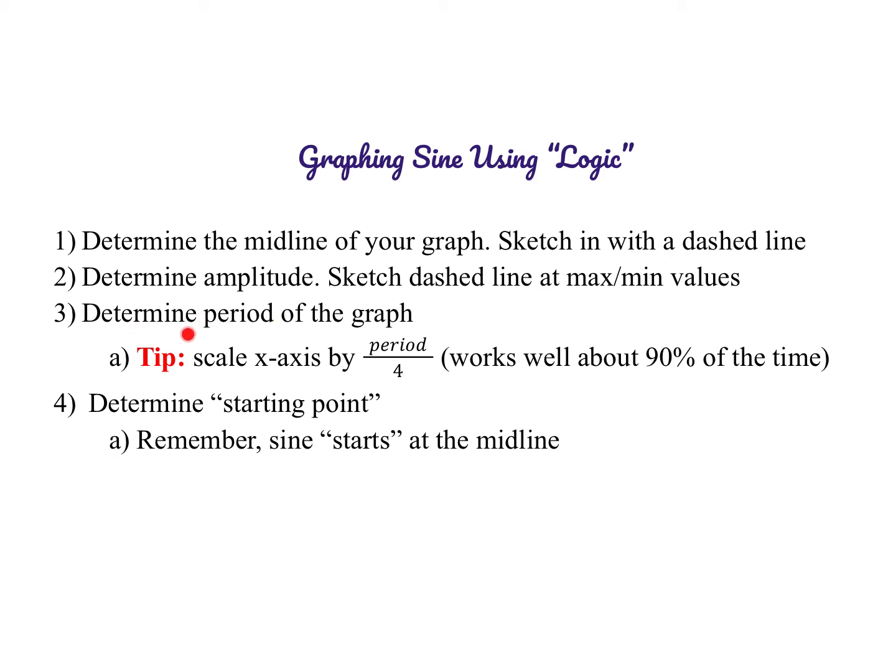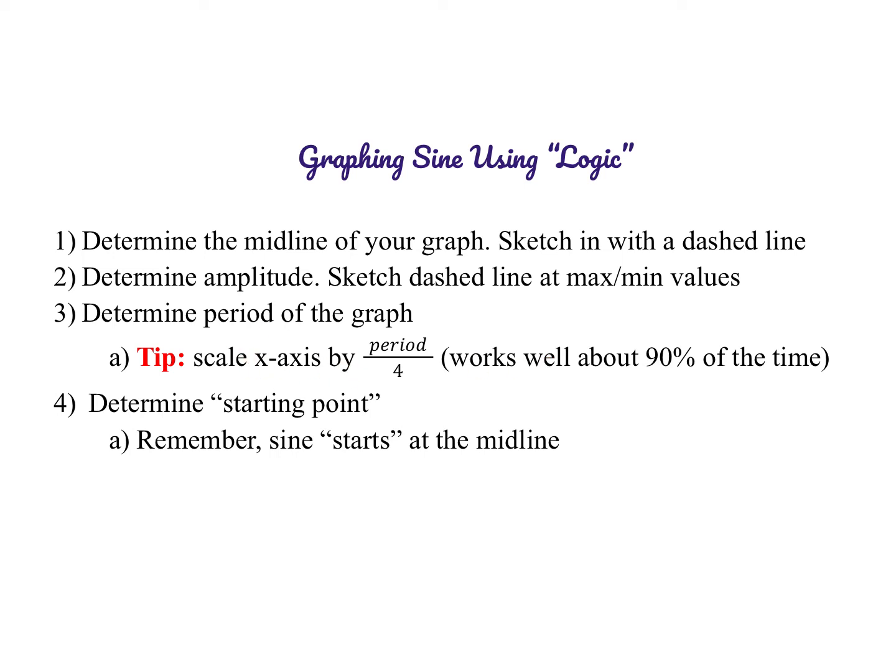Then I look for the period of the graph, and I use that to help me scale my x-axis. So typically I take whatever the period of the graph is and I divide it by 4, for the 4 quadrants. And then that allows me just to bounce from the middle to the top, to the middle, to the bottom, to the top when I'm graphing sine.